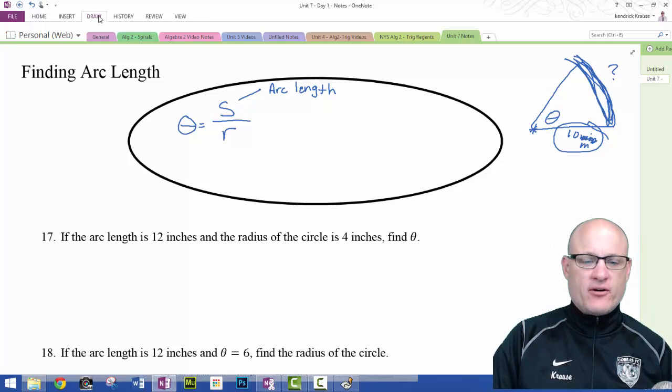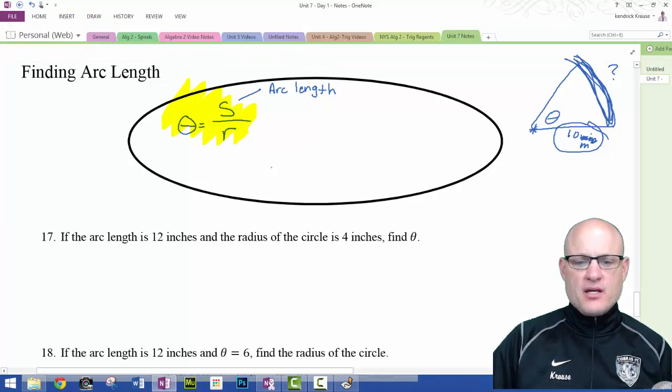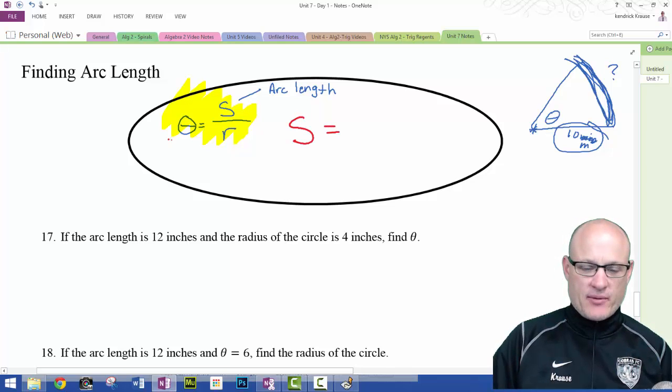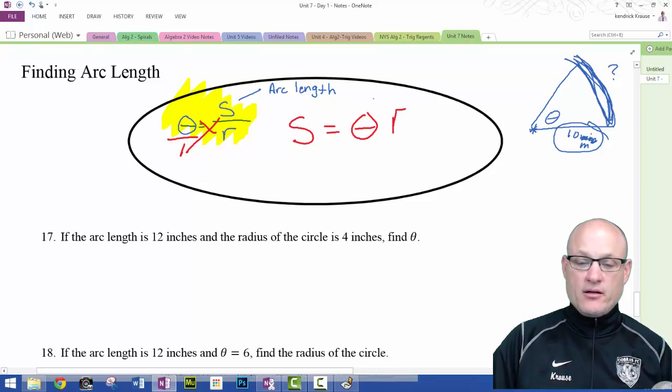It's a very, very simple formula, but I'm going to convert it because I want to know what S is equal to. Well, again, think about it. If I cross multiply, I get S equals theta times R.